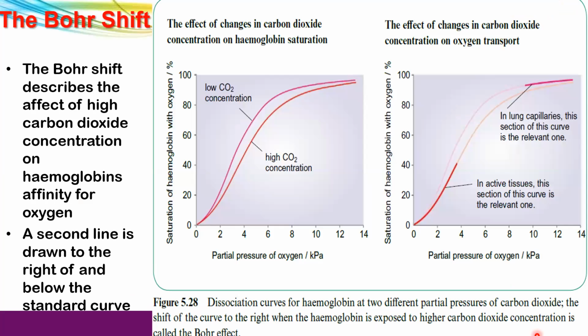Okay, then talking about the Bohr shift, because we need to know how to interpret these curves. So this Bohr shift describes the effect of high carbon dioxide concentration on hemoglobin's affinity for oxygen, right? So when we talk about Bohr shift, we are talking about carbon dioxide concentration. What effect can high or low carbon dioxide concentration have on this graph, right?